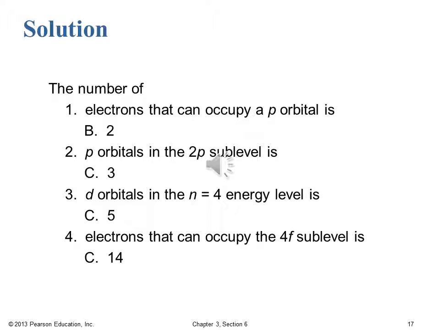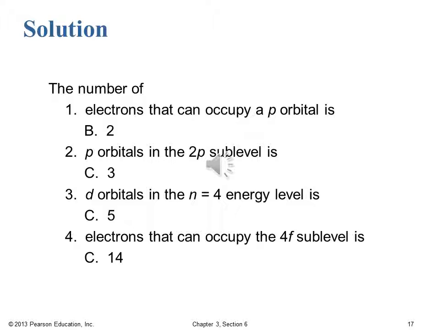Number 2, the number of p orbitals in the 2p sublevel is 3, right? For any sublevel that contains p electrons, so n equals 2 or larger, we've always got the px, py, pz for any energy level n equals 2 on up. Number 3, the number of d orbitals in the n equals 4 energy level is 5, and that's the same deal. We start to get the d's in n equals 3, and then we start to fill them after the 4s, but the number of d orbitals in any energy level 3 or above is going to be 5.